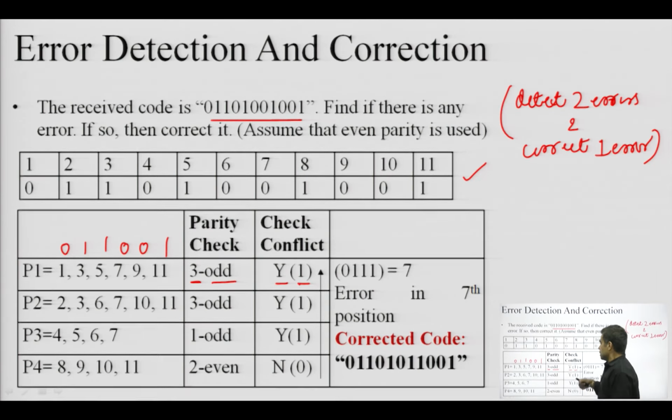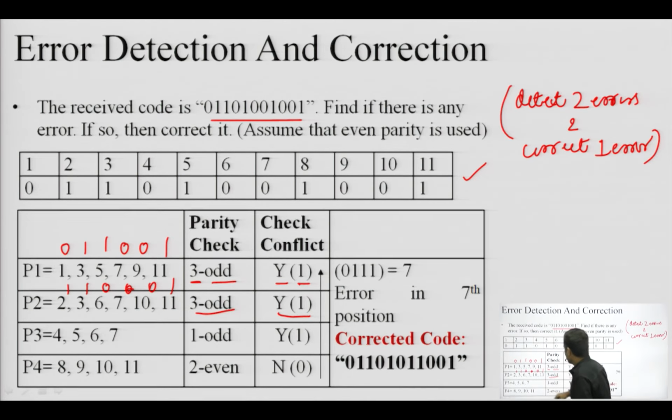Okay. Similarly, checking the other combination 2, 3, 6, 7, 10, 11: 2 is giving me 1, 3 is giving me 1, 6 is giving me 0, 7 is giving me 0, 10 is giving me 0, 11 is giving me 1. Again if I check, there are 3 ones, 3 is again odd, the message was prepared using even parity. So, there is a conflict, and the conflict is again replaced by 1.